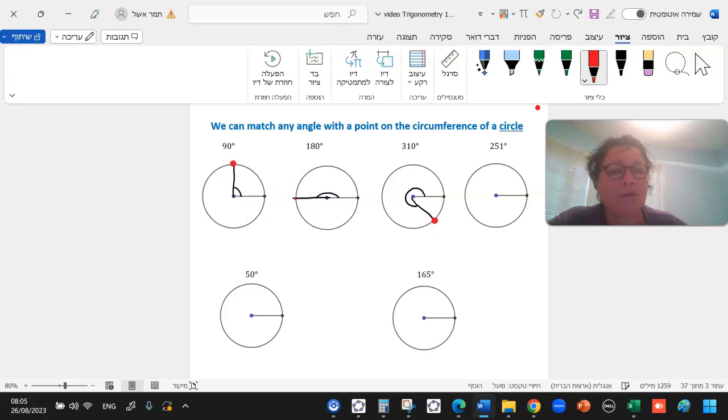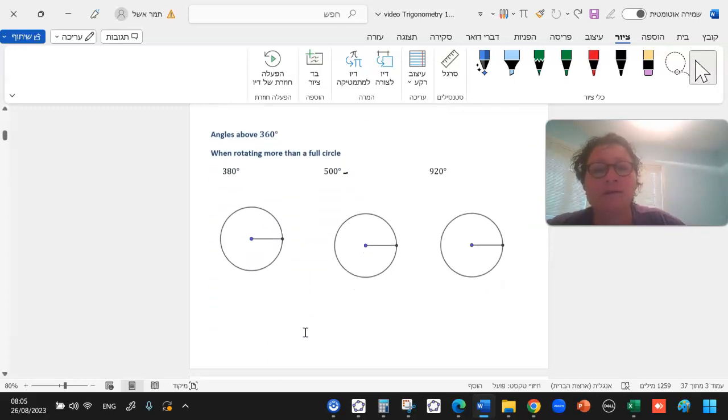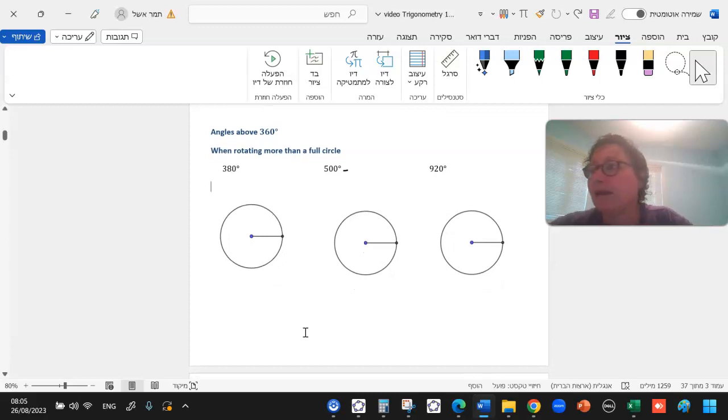251 is around here. This is the matching point. 50 degrees is here. 165 is around here. So each angle is represented by a point on the circumference of the circle. We will see here that angles can have the size not only between 0 and 360, but also above 360, because we can keep on rotating more than one full circle.